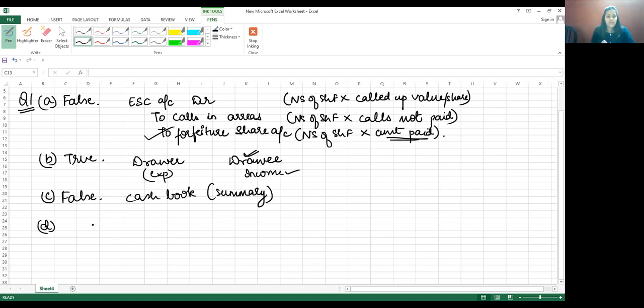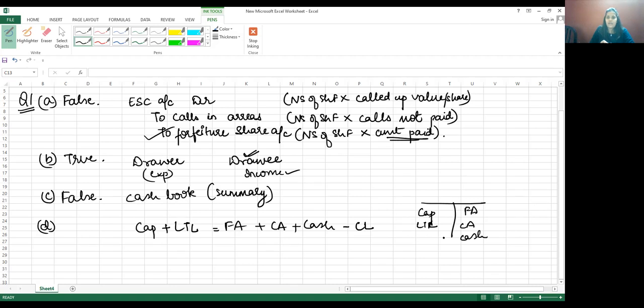Then the next one, capital. We have told capital plus long-term liability equals fixed asset plus current assets plus cash minus current liability. If you see your balance sheet, it has capital, long-term liability, fixed asset, current asset, cash, and current liability. So this plus this and this minus should be the correct answer, but cash is inclusive in current assets. Therefore, this becomes false. Next one.